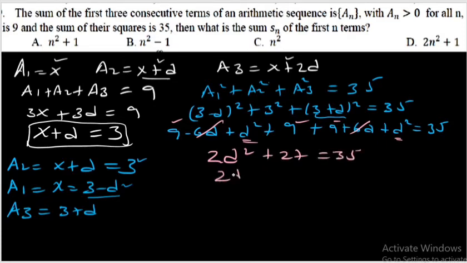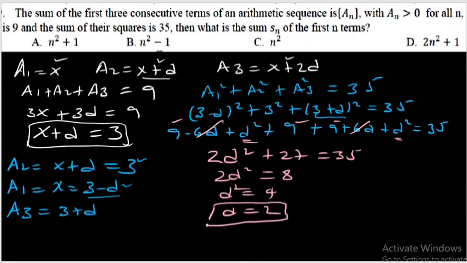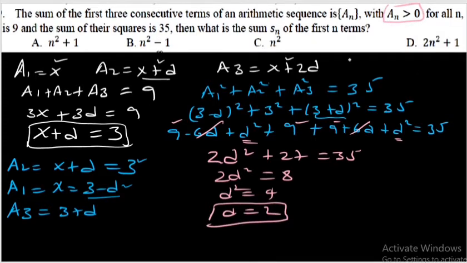When you shift, 2d square is equal to 8, so d square is equal to 4, and d is equal to plus or minus 2, but it has to be positive, so I'll take 2. The reason why positive, because here there is a restriction. It says an must be greater than 0. The n term cannot be negative. If I take negative 2, it might be negative at some point.